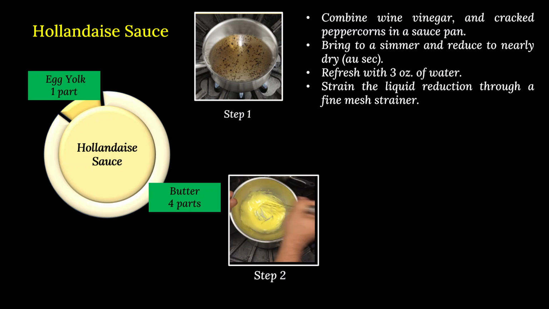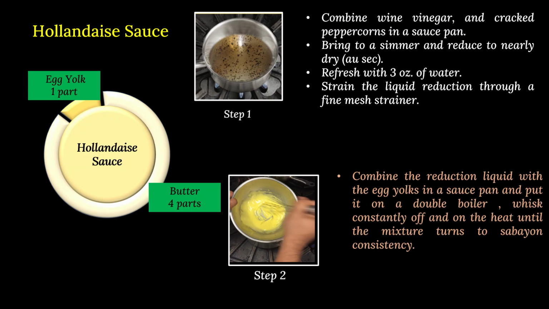Step 2, we can see the image. Now combine the reduction liquid with the egg yolk in a saucepan and put it on a double boiler. Double boiler means where in a big container the water is getting boiled, and on top of that this saucepan will be placed. So the purpose is this saucepan should not be directly heated against the flame of the burner or the stove. And after putting it on double boiler, whisk constantly off and on the heat until the mixture turns to a sabayon consistency.